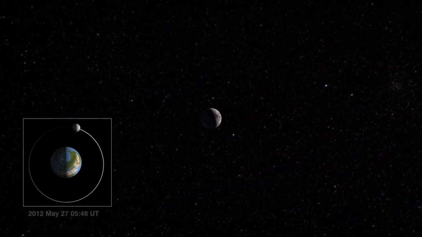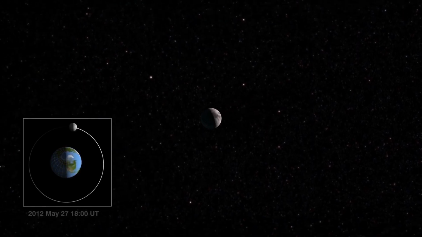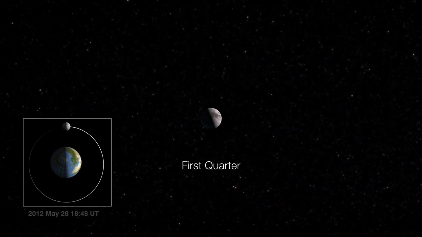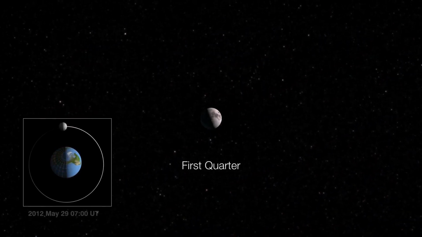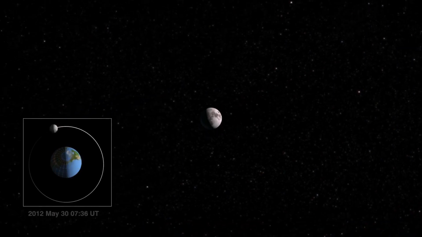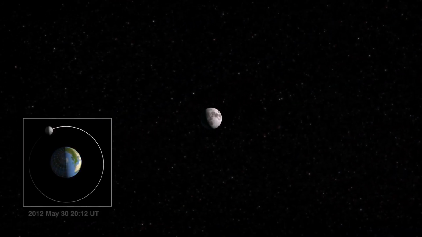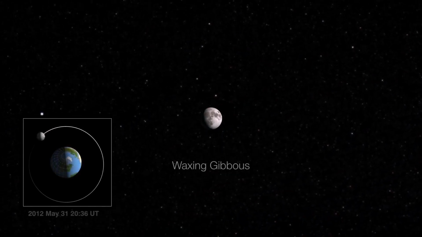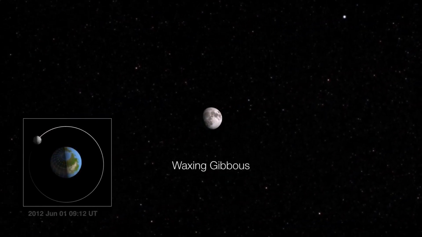Now, when the Moon gets to about 1/4 of the way around in its revolution around the Earth, we call this phase first quarter. A lot of times people call this the half moon, but in fact we're seeing just, well, 1/4 of the Moon's entire surface. So the Moon is continuing to move beyond first quarter. It's not quite full. We call this phase waxing gibbous.